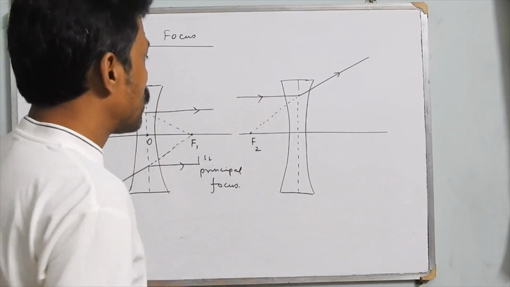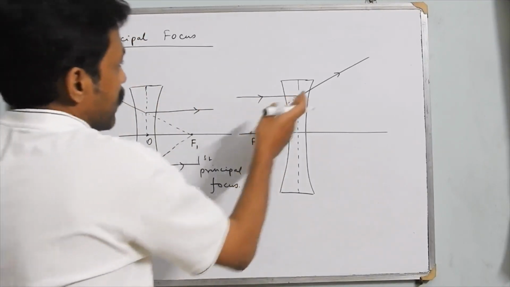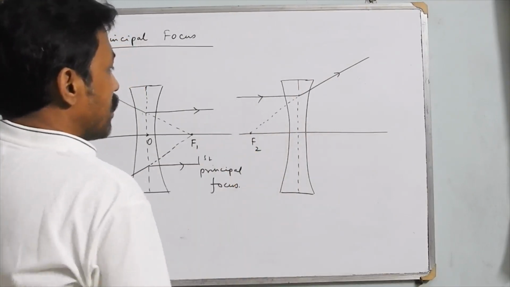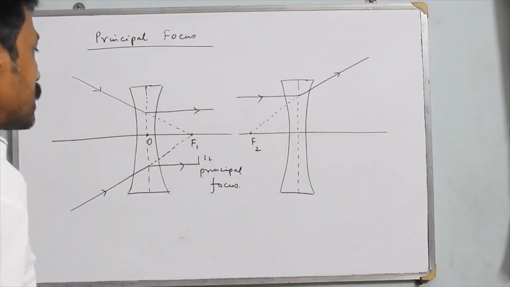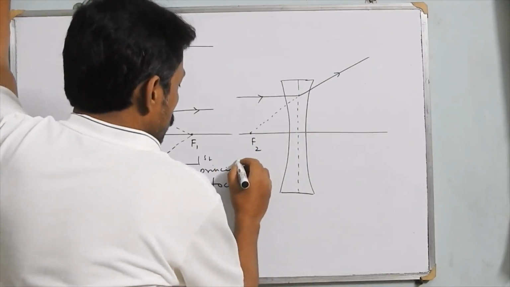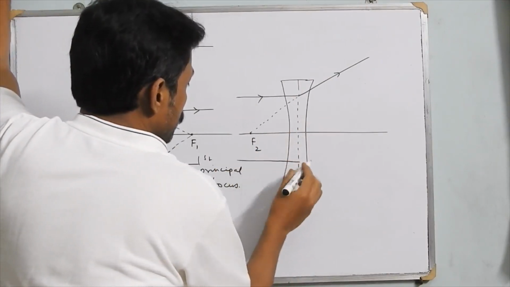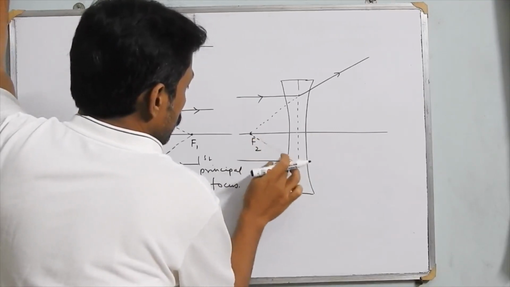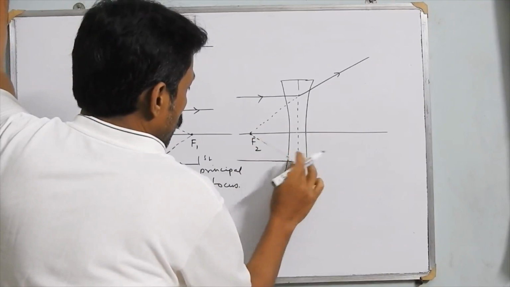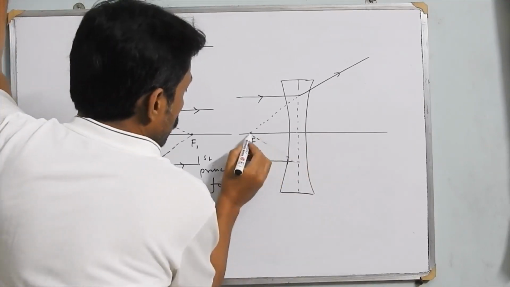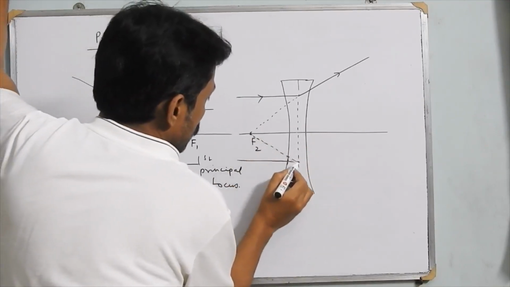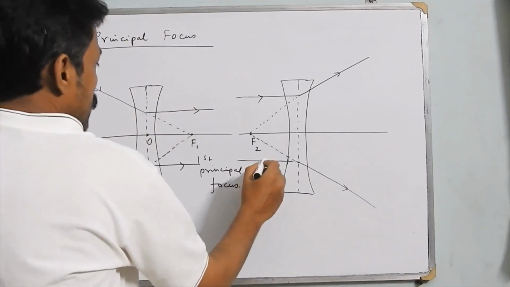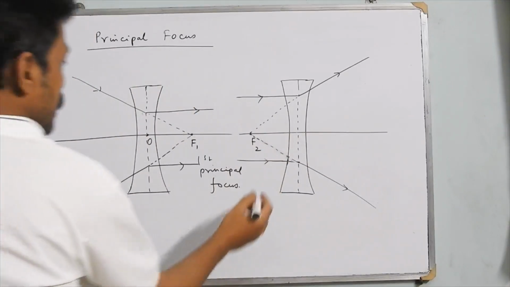We can define the second principal focus in this manner. A set of rays parallel to the principal axis after refraction from the concave lens appear to diverge from a point, and that point is called the second principal focus. Suppose I take another ray, it will also appear to diverge from this point after refraction. So you can say this expresses the diverging action of the lens.